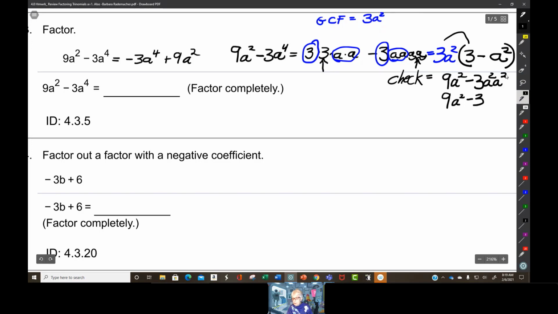A squared times A squared is A to the 2 plus 2. So our answer is 9A squared minus 3A to the 4th. And I look back at what I started with, 9A squared minus 3A to the 4th. So indeed, I did factor correctly. That's my whole reason, is to double check my hypothesis, which is what an educated guess is called.